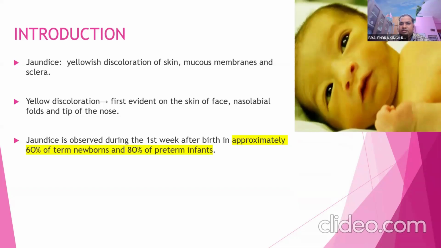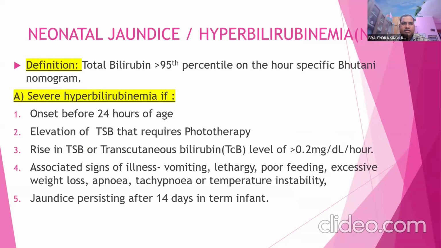This is a typical picture of neonatal jaundice. So by definition, neonatal jaundice or hyperbilirubinemia is total bilirubin more than the 95th percentile on the age-specific Bhutani nomogram. Severe hyperbilirubinemia is if onset is before 24 hours of age, elevation of total serum bilirubin that requires phototherapy, or rise in total serum bilirubin level of more than 0.2 milligram per dL per hour.